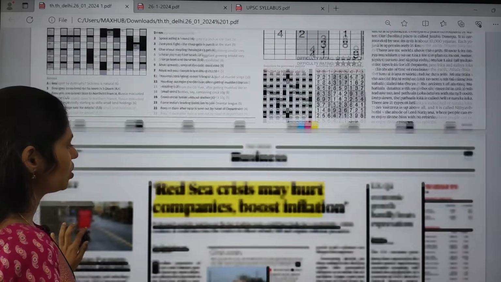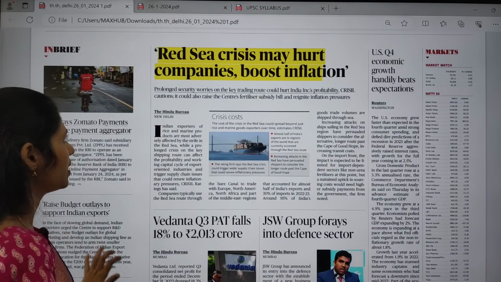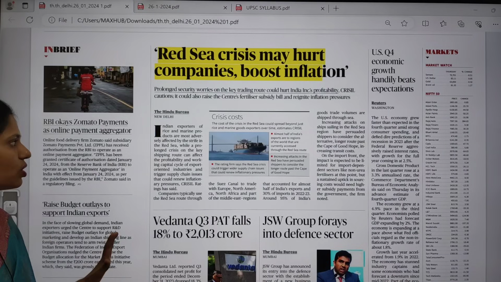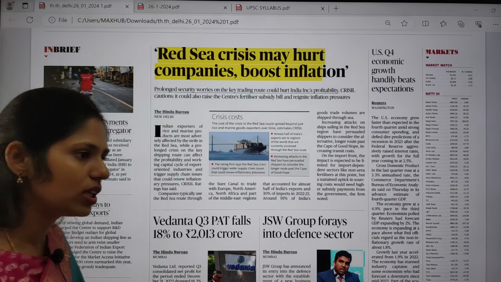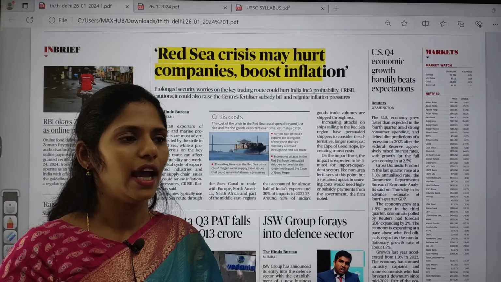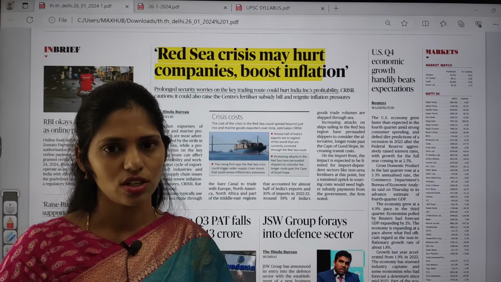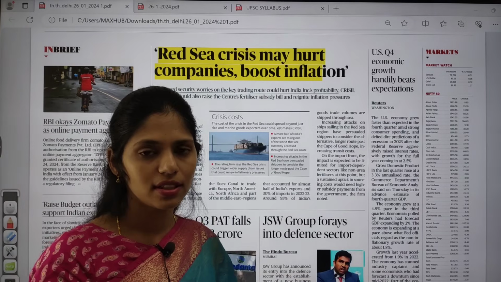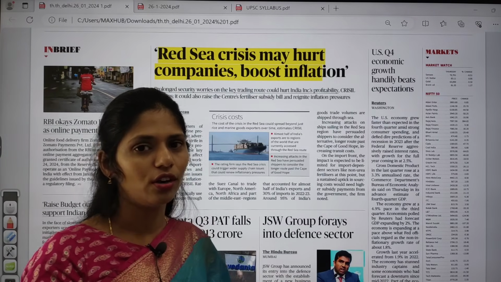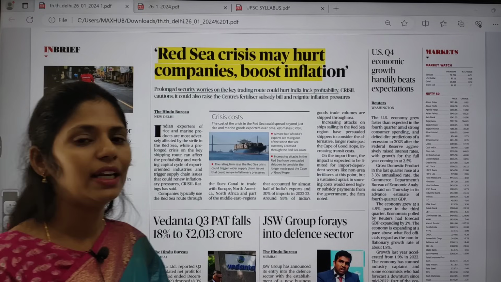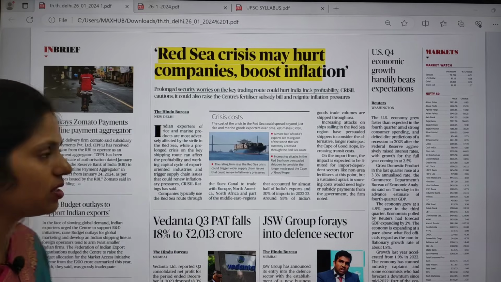And on this business page, you can see one article: Red Sea crisis may hurt companies, boost inflation. We have already discussed this topic a number of times. Because of the Houthis, they are attacking the merchant ships moving in the Red Sea using drones, missiles, etc. And piracy is also one important cause of concern in the Red Sea because of the Horn of Africa. Djibouti is mainly involved in these piracy related events.